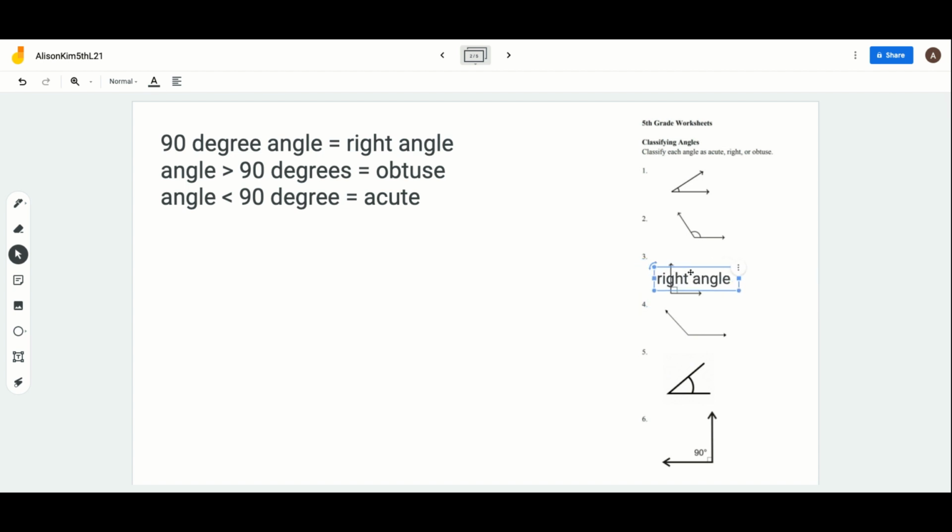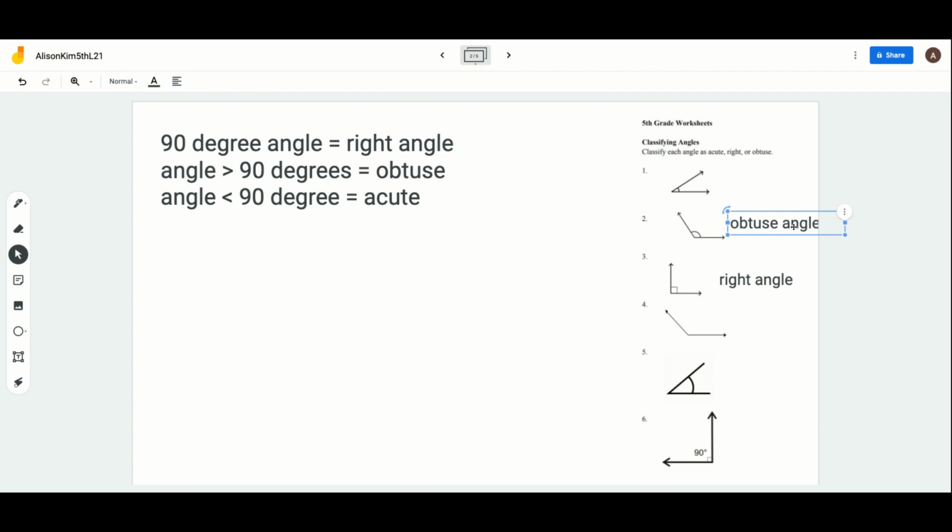Now let's look at numbers 1 and 2. The easy way to figure out whether it's obtuse or acute without having any degrees is how it opens. As we can see here, 90 degrees is perfectly straight, and over here it's a little bit over that line, like it's stretched out, and that means it's more than 90 degrees. So number 2 would be considered an obtuse angle. So you're going to write obtuse angle.